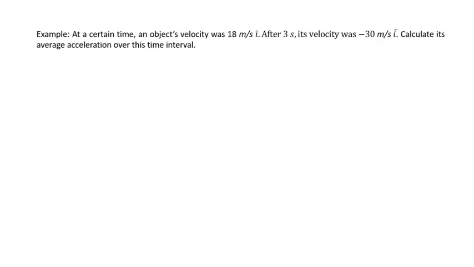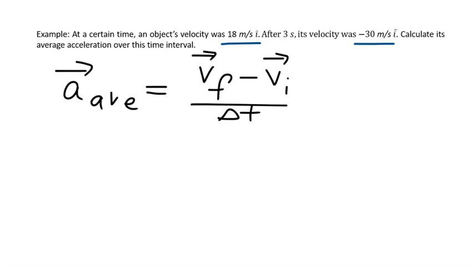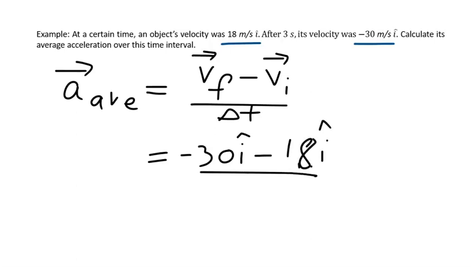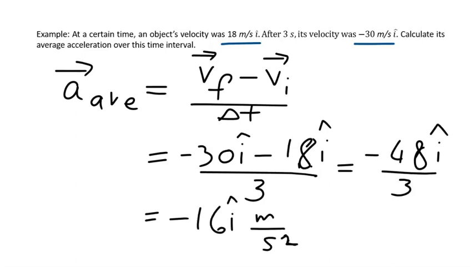Let's do the following example. At a certain time, an object's velocity was 18 meter per second i hat. After 3 seconds, the velocity is minus 30 meter per second i hat. Calculate its average acceleration over this time interval. So the average acceleration expression is given as shown. We know that the final velocity is minus 30 i hat, the initial velocity is 18 i hat, and the time interval is 3 seconds, so that's going to be minus 48 i hat over 3. So the final answer is minus 16 i hat meter per second squared.